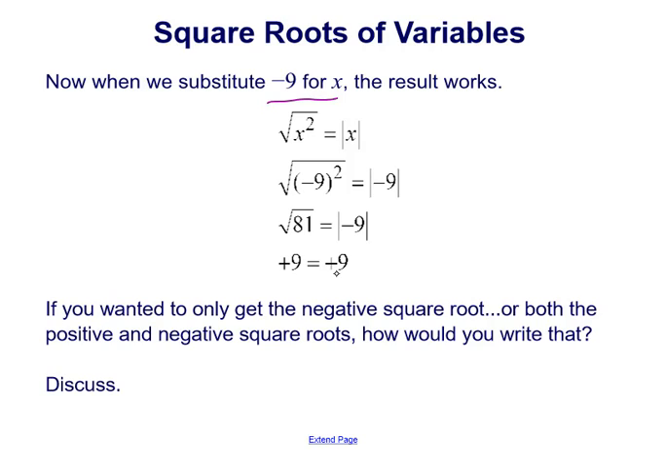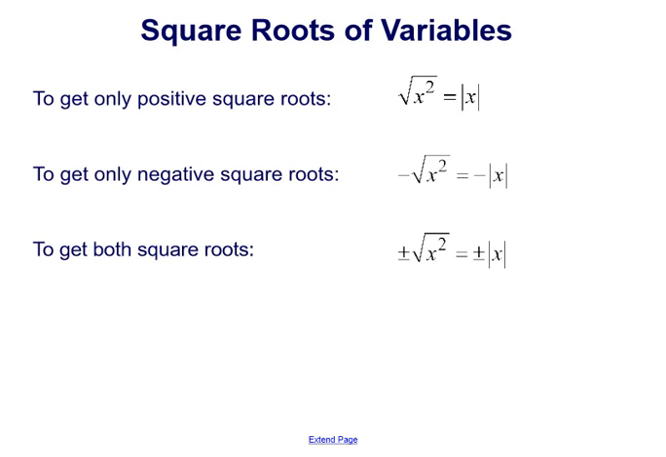If you wanted to only get the negative square root or both the positive and negative square roots, how would you write that? In this case, you're getting the positive square roots. What if you wanted the negative or both? What could we use? So again, we have to take advantage of that sign or symbol outside of the radical symbol.